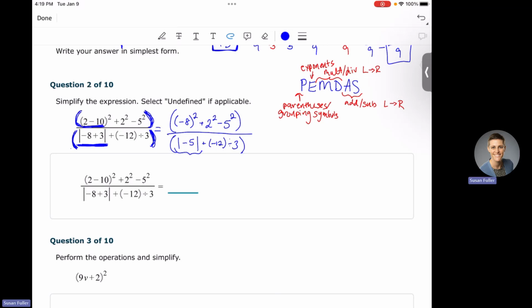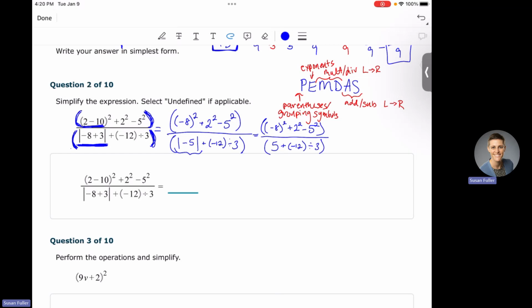Well, absolute value is distance from 0. That says, how far from 0 is negative 5? And the answer is it's 5 units away. So that's why absolute value returns positive numbers here. So I'm going to repeat the top here. And the absolute value of negative 5 is positive 5. And then I'll rewrite the rest of this, and we will continue on with our PEMDAS journey.